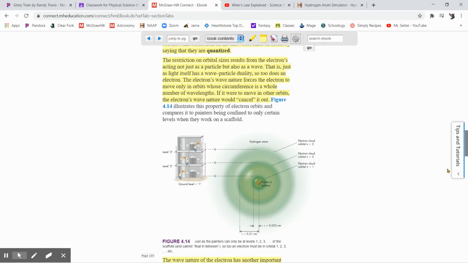The restriction on orbital sizes results from the electrons acting not just as a particle, but also as a wave. That is, just as light itself has a wave-particle duality, so does an electron. The electron's wave nature forces the electron to move only in orbits whose circumference is a whole number of wavelengths. If it were to move in other orbits, the electron's wave nature would cancel it out. All right.